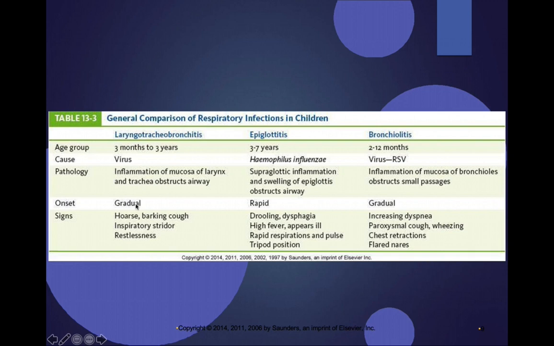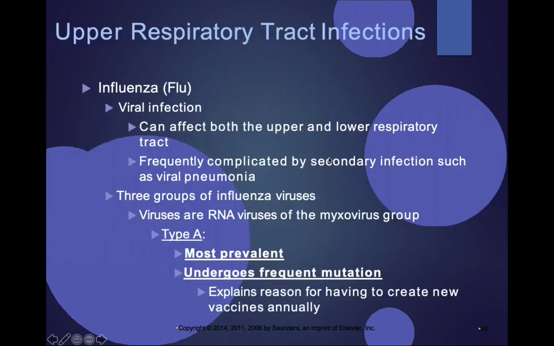The onset of the croup is gradual, but the epiglottitis is rapid. With the epiglottitis, there's drooling, there's dysphagia, high fever, and the tripod position. With the croup, it's a hoarse, barking cough. They call it inspiratory stridor, and the child becomes restless. With bronchiolitis, we'll get to that in another lecture.